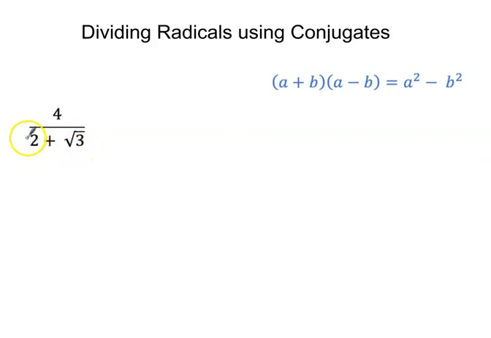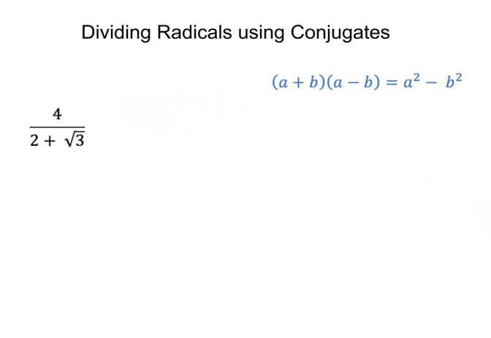However, in this case, we have 2 plus square root of 3, so we cannot just multiply by square root of 3. That's not going to work. We would just make it more difficult because we would distribute. So we don't want to do that. Instead, we're going to use conjugates.